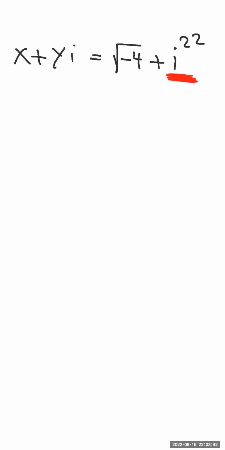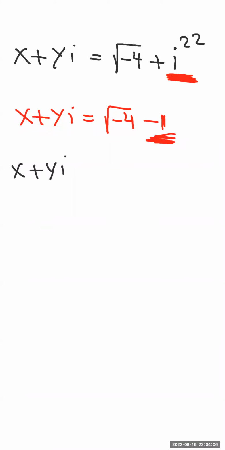So simply, guys, x plus yi equals square root of -4 minus 1. Now it's not the complex part, it's not the imaginary part. This one is the real part. Okay? And then continue. x plus yi equals square root of this number, it's 2i, of course, minus 1. Are we clear to this point? Yes. Okay, great. Now we can continue.